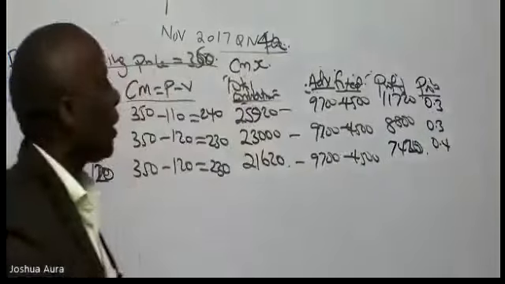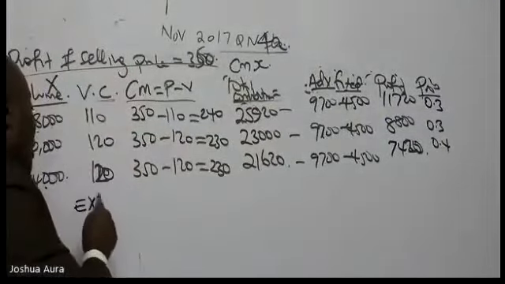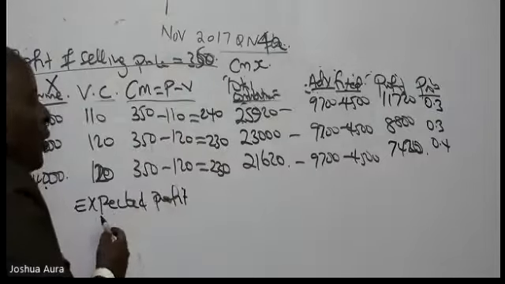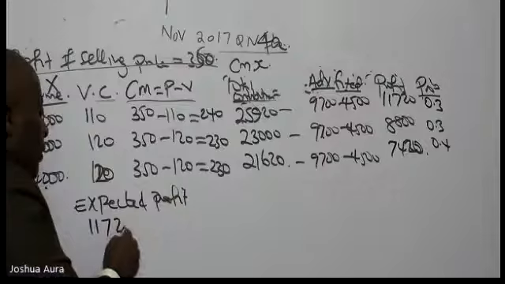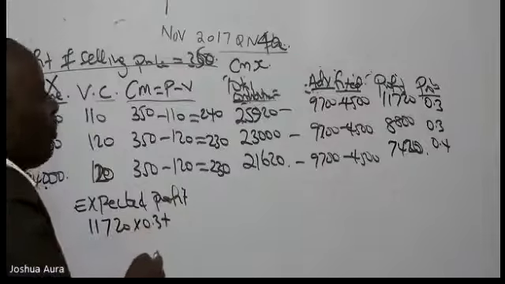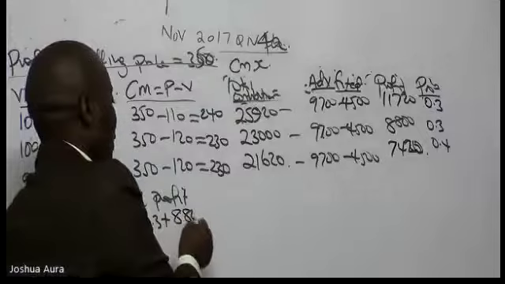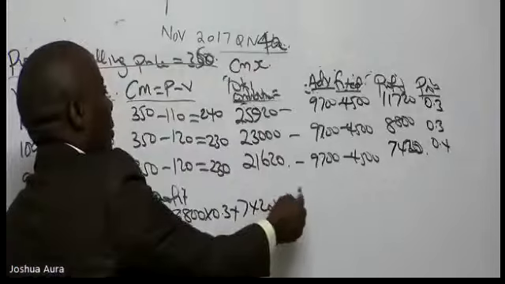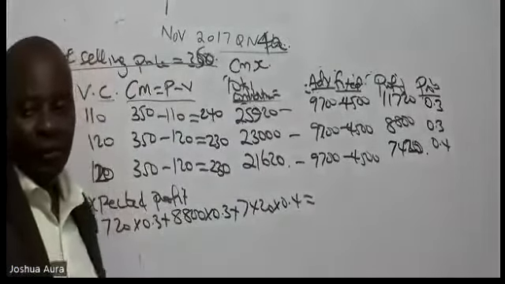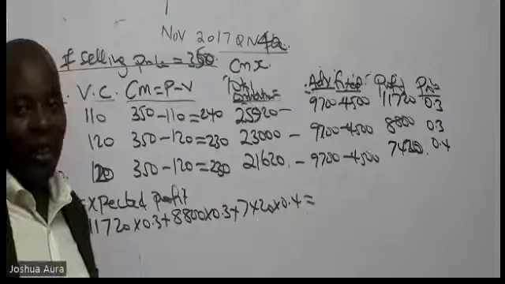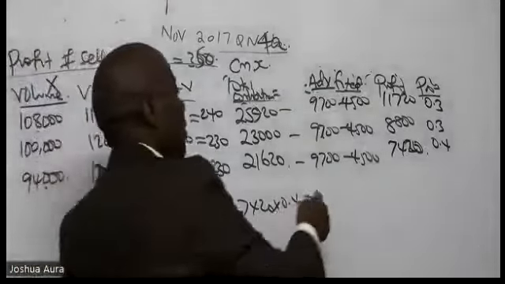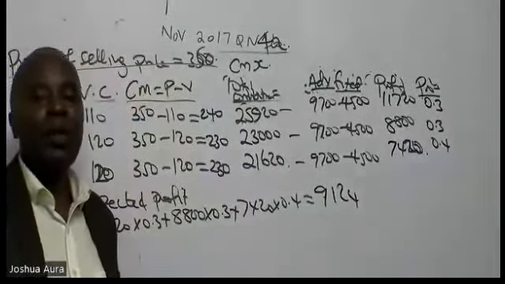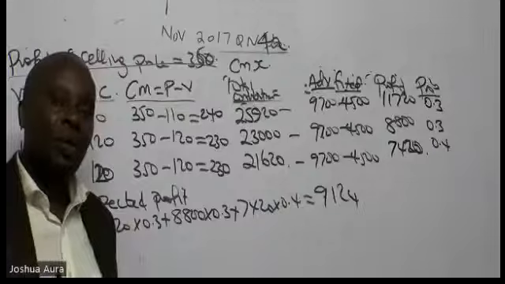Ladies and gentlemen, what I would want us to do very first is to ascertain the expected profit, the average profit. So the average profit there will be 11,720 times 0.3 plus 8,800 times 0.3 plus 74,20 times 0.4, which gives us what figure at the end of the day? 91,24. Yay! And I remember that there are students who got this 91,24. Thank you so much.